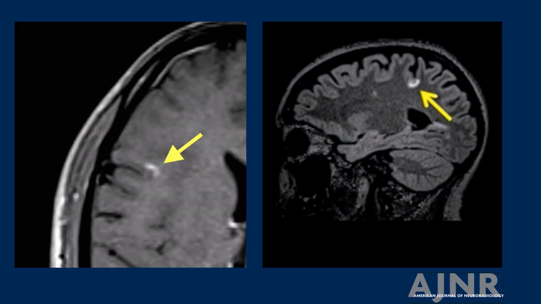Here's an example of a cortical lesion. The first image is a juxtacortical lesion and the second image is a subcortical lesion. The main difference between a juxtacortical lesion and a subcortical lesion is that in a juxtacortical lesion, the area of demyelination is directly attached to the cortex, as we see in the first image. Whereas in the second image, the subcortical lesion, there is a little space between the area of demyelination and the cortex.